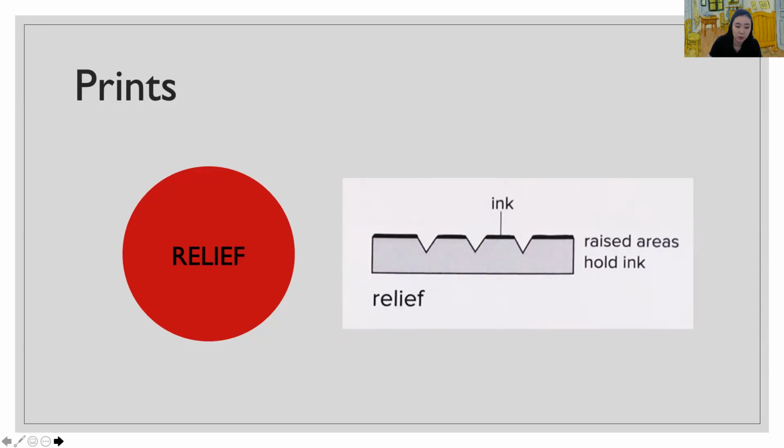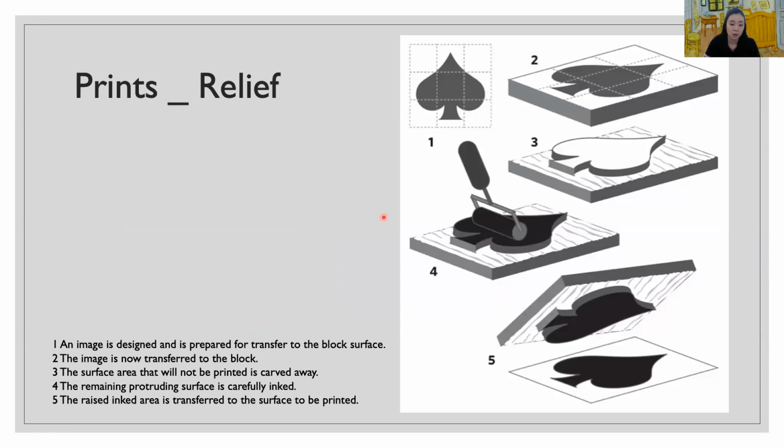Let's see the process in detail. This is the relief printing process. Here is the image to print. This is going to be a sketch. And then the image is now transferred to the block. Mostly for relief printing, the artist uses a block type of plate.